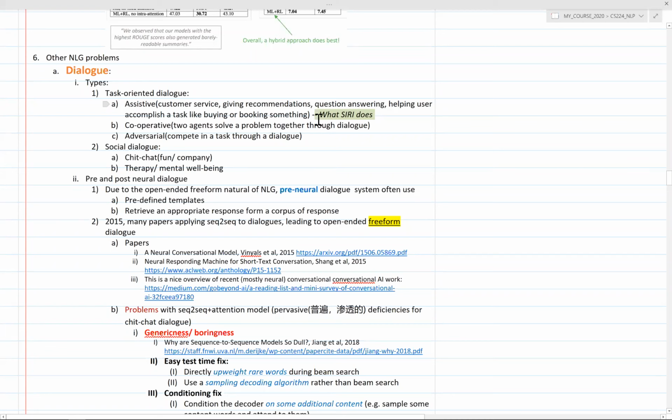Basically, it's like Siri: the questions you ask your cell phone to do. There is also cooperative dialogue, where two agents solve a problem together through a dialogue, and adversarial dialogue, where they compete with each other. There are also chitchat situations and mental health therapies, and these are the kinds of dialogues that we have.